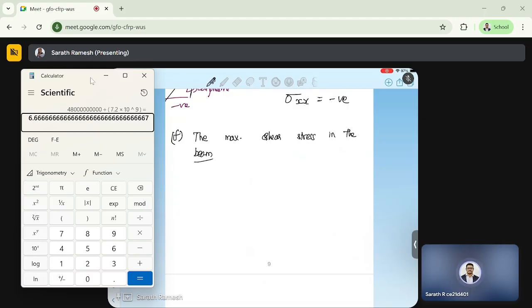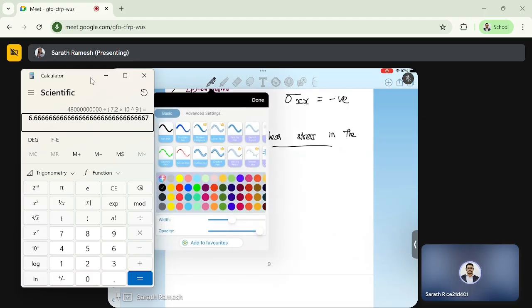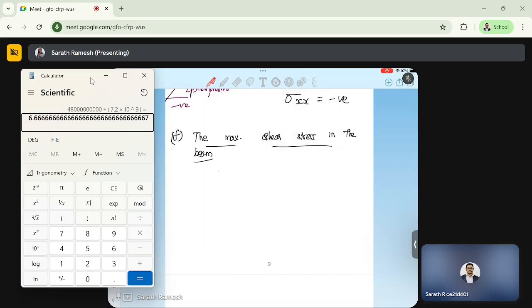How to find the maximum shear stress? We know the shear stress formula is tau equal to VQ by IB, which is sigma XY equal to Vy by IZZ B. This is my formula, where Q is nothing but area times the moment about the section where we need to find the horizontal shear force. B is the width of the section where we are interested.